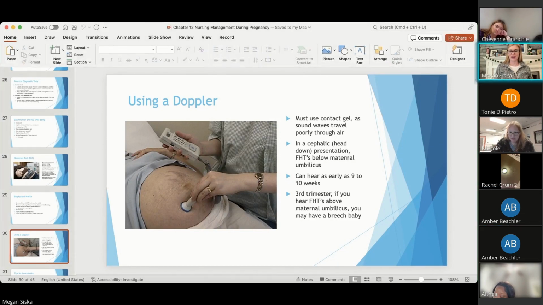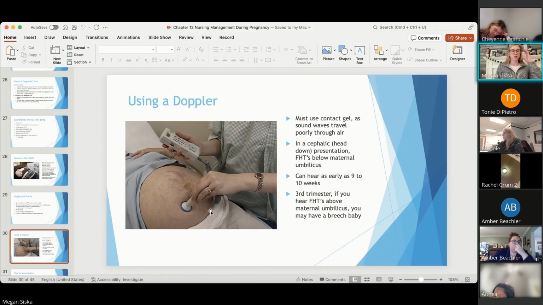Okay, sorry. If baby is in a head down position, you are most likely going to hear the fetal heart rate below the belly button. Usually it's on one side or the other, or maybe the middle. But if your patient comes in at term, say 38 weeks, and you're finding the heartbeat up here above the belly button, I would be a little concerned that the baby might be in a breech position. So keep in mind that if a baby's head down, the heart rate should be found pretty low in the pelvis.